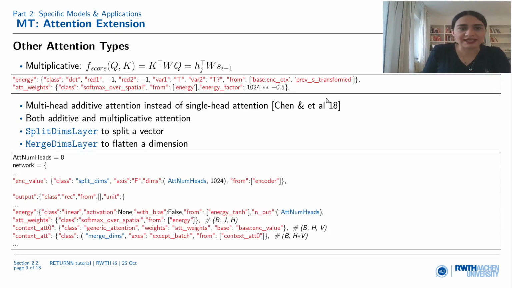Also, we can have other attention types like multiplicative. Therefore, we need to use the dot class for that, and the rest of the network will remain the same.